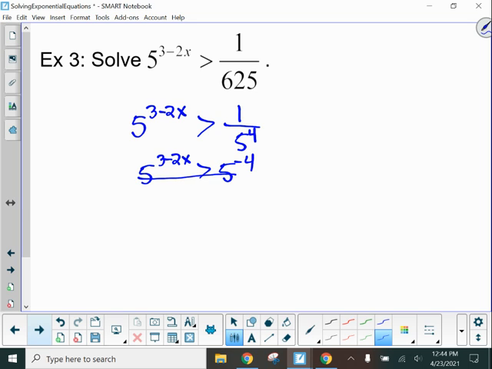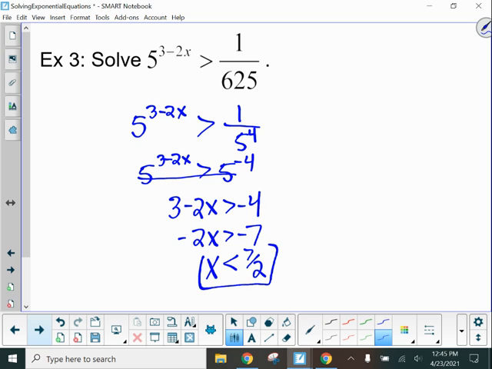So then I can cross out the bases. Instead of an equal sign here, I am going to have an inequality. And then I want to go through and solve. So I have negative 2x is greater than negative 7. When we divide by the negative, remember you have to flip the direction the inequality opens. So we get x is less than 7 over 2. So if you pick any x value that's less than 7 halves, this is going to be a true statement.